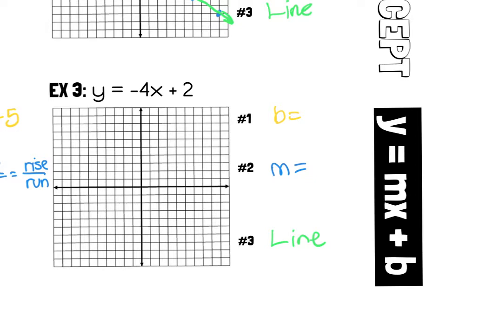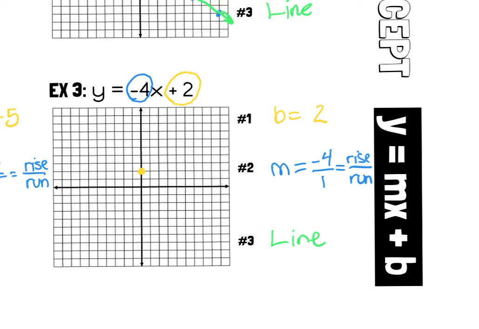Okay, so the y-intercept is always the number adding or subtracting with x. It's positive 2. So on the y-axis, I find positive 2 and I put a point. My slope is the number multiplying with x, so that's negative 4. I'm going to put that over 1, and that's my rise, and that's my run.